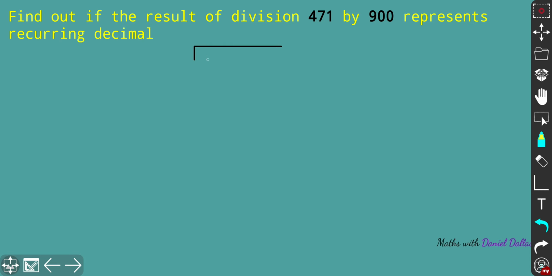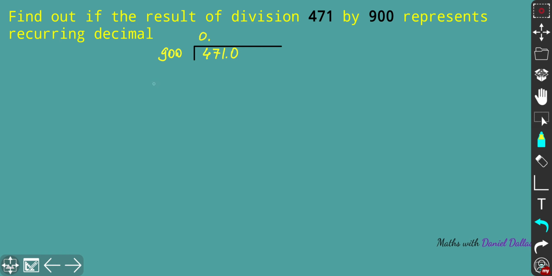So that's why we're writing 471 and we divide it by 900 here. 471 is not divisible, so you take in 0. And next step, you put another 0 here, and you're trying to divide 4,710 by 900.